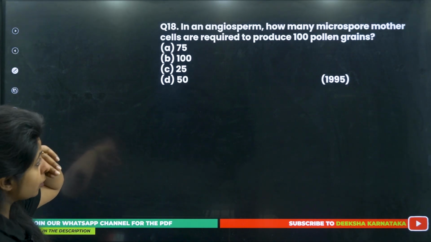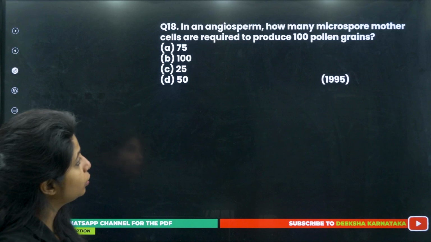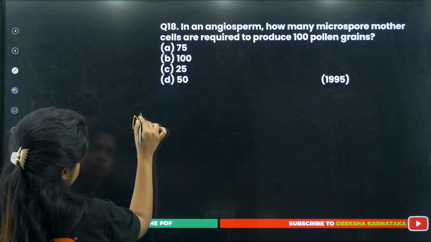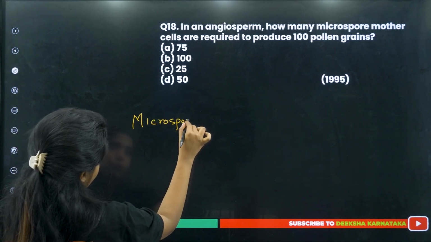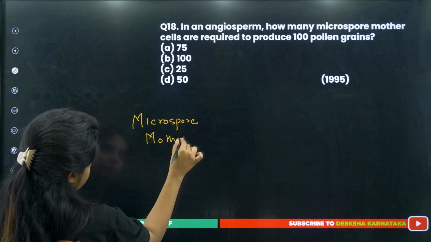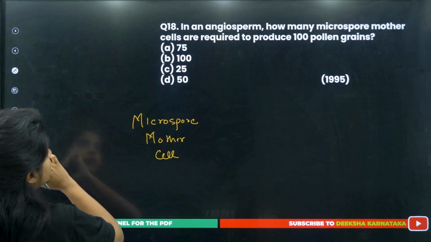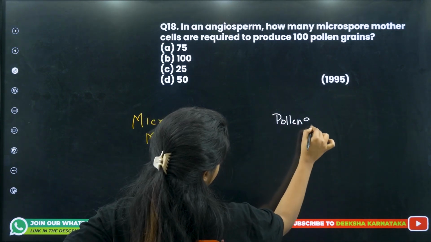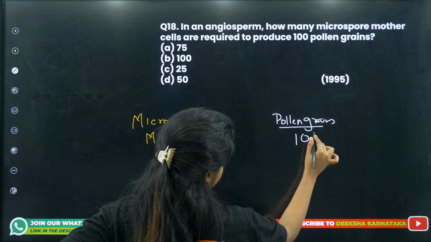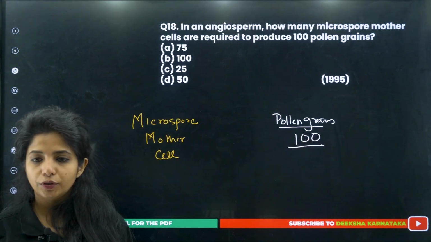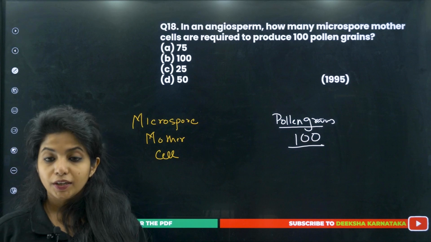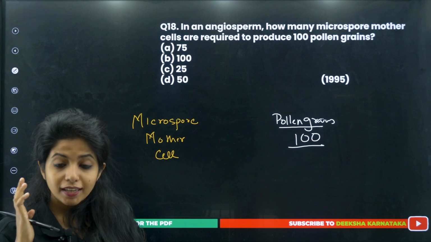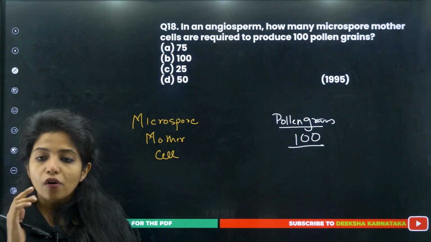Similar, almost similar. In an angiosperm, how many microspore mother cells are required to produce 100 pollen grains? Question is, you are asked about microspore mother cell, okay, and you are asked that it is producing how many pollen grains, children? 100. 100 pollen grains are being produced by the microspore mother cells. Now you know each microspore mother cell will be giving rise to 4 pollen grains.